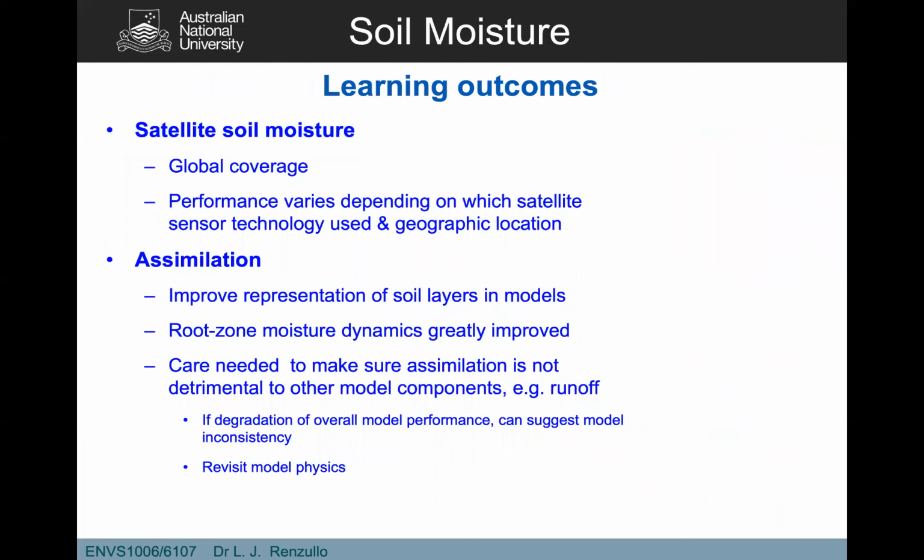So we get the global coverage from satellite soil moisture. Actual soil moisture products will vary in their quality depending on which satellite sensor technology is used and which geographic location you're interested in. For example, SMAP works very well over areas of flat terrain.